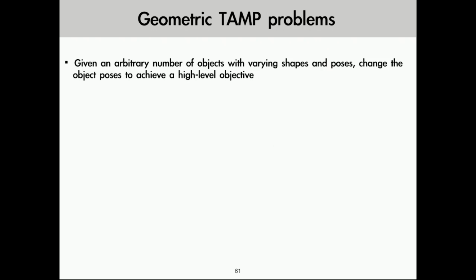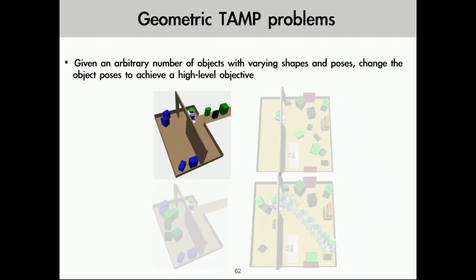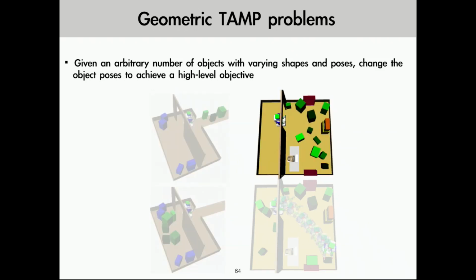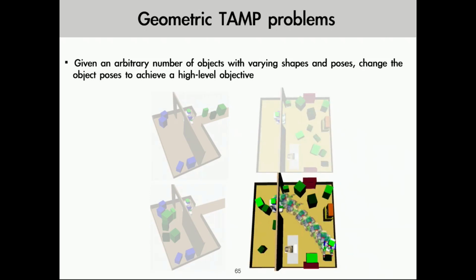Based on this advancement, the geometric task and motion planning problem can be stated as follows. Given an arbitrary number of objects with varying shapes and poses, change the object poses to achieve a high-level objective. Here are a couple of examples. The robot is in some kind of warehousing environment, and it's receiving some boxes from a conveyor belt, right? And its job is to pack these objects into this relatively tight storage room. Another example is a robot on a moving day, in a room full of packed boxes. It wants to fetch a particular box, and it needs to figure out how to move all these boxes out of the way in order to reach this target.